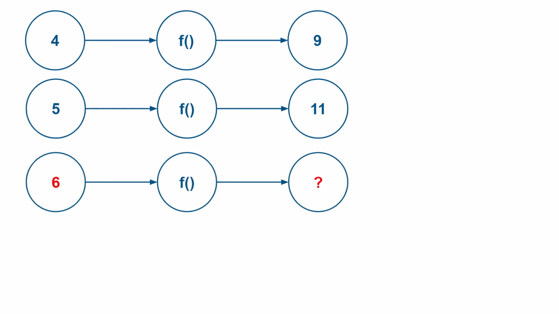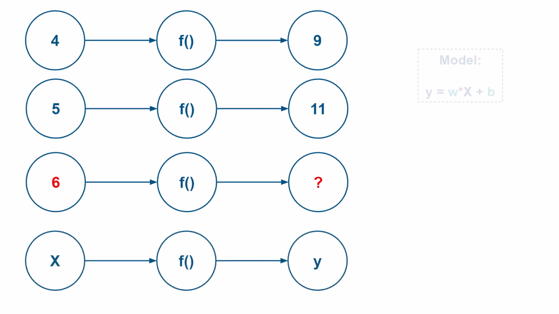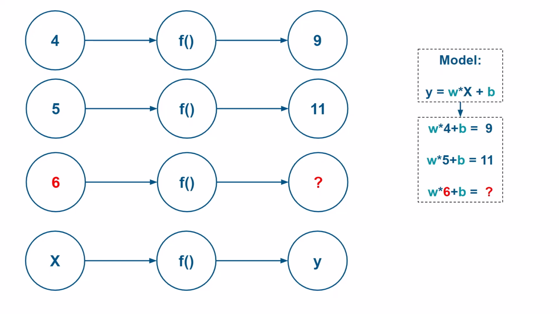In order to solve this task, we, as experienced data scientists, define our inputs and outputs and take a model like this. We feed our numbers to the model as the following. From here, we see that our task is to find W and B.